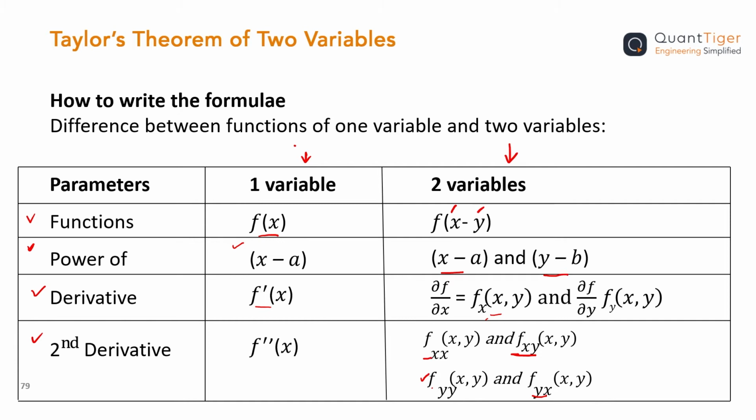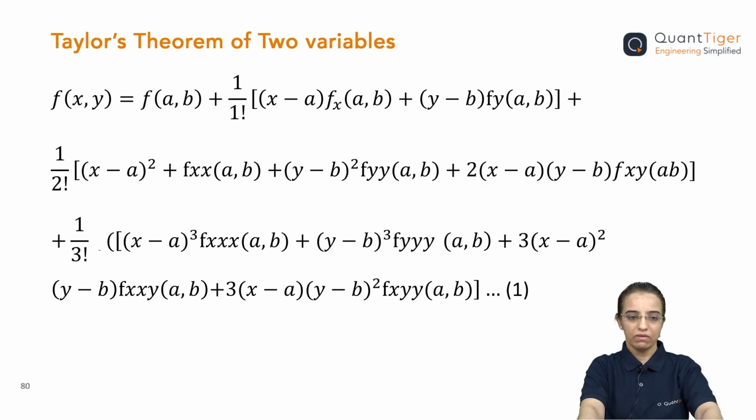Once we solve the question, it will give you a clear idea of how these parameters change, and how we can comparatively study one variable functions and two variable functions. First of all, we will go through the formula, how we write the formula when the function is given in the form of two variables.